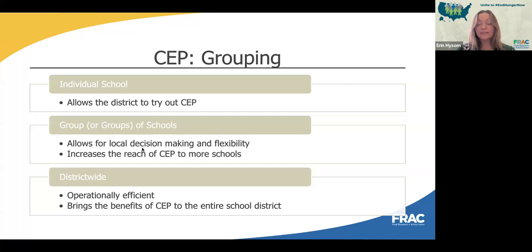Or the district can participate district-wide if their collective ISP is greater than 25%. This is the most operationally efficient form of implementing community eligibility. It eases communications with parents and the community, and it brings the benefits of CEP to the entire school district.